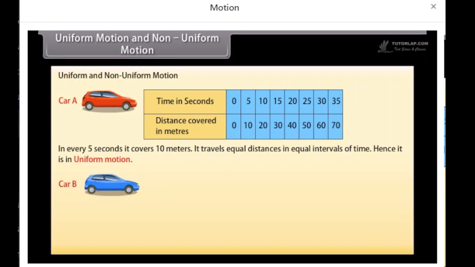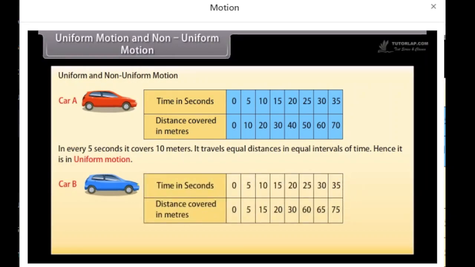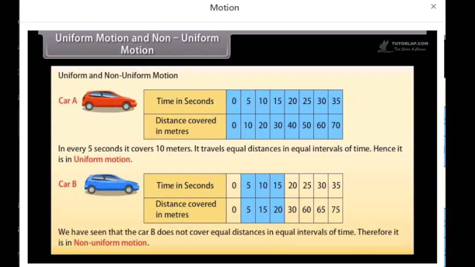Look at car B now. Car B covers 5 meters in 5 seconds, 15 meters in 10 seconds, 20 meters in 15 seconds. We have seen that car B does not cover equal distances in equal intervals of time, therefore it is in non-uniform motion.